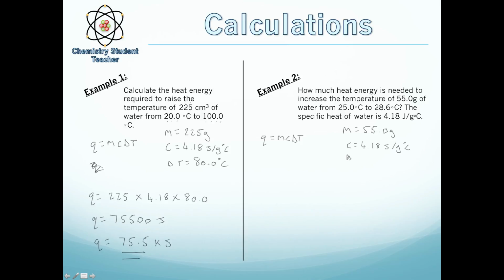And then you want delta T, which in this case is 3.6 degrees C. Again, look at significant figures, because it's only given to one decimal place, therefore I can only give that to one decimal place.